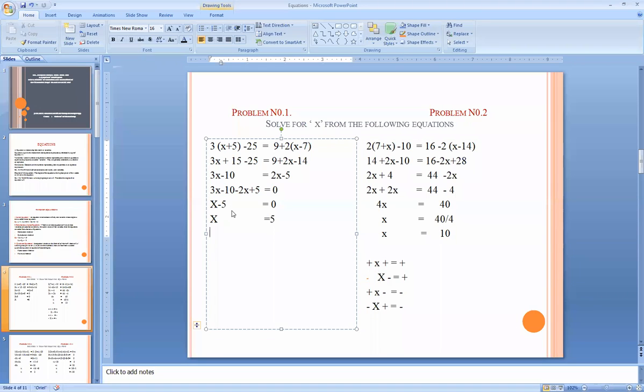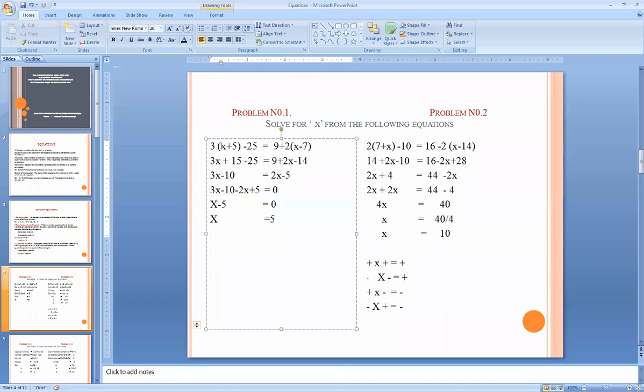Now see this question here. What have they given? 3 into the bracket, which means multiplication: x plus 5, which is in the bracket, minus 25 equals 9 plus 2 into x minus 7. So in the second step, we should remove the brackets because we have to multiply. Here this 3 should be multiplied with x as well as with plus 5. If the signs are positive, in all cases, no problem at all. Only in the case of a minus sign should you be very careful during multiplication.